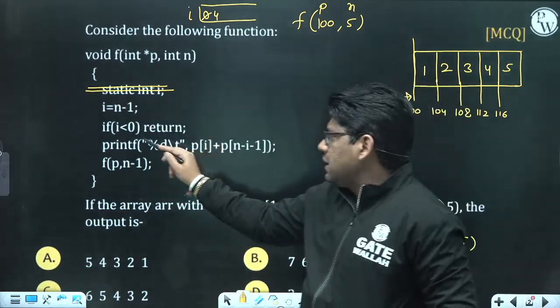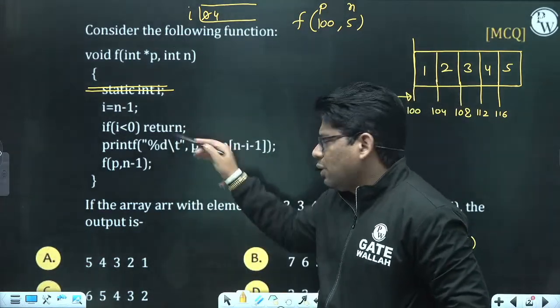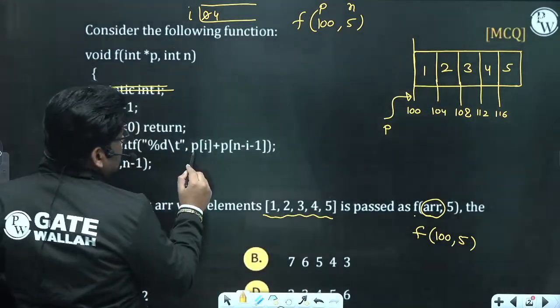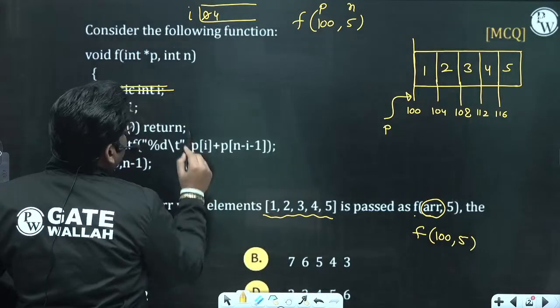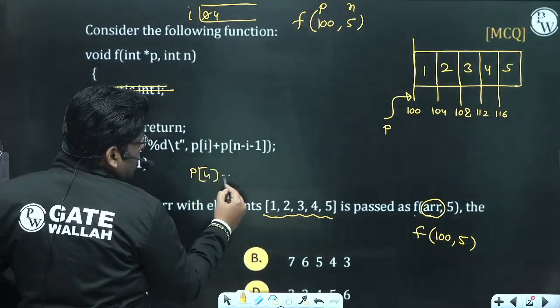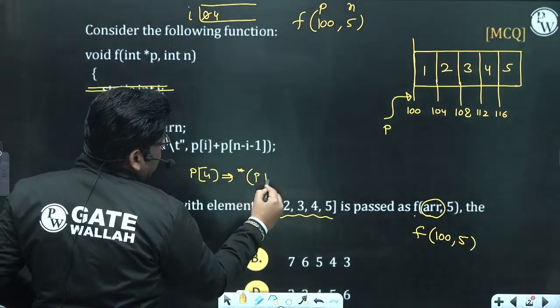Now, this is the base case: if i less than 0, return. Because this is not true, now printf p of i. What is p? 100. The value of i is 4, so it is p of 4. Sir, p of 4 is nothing but *(p + 4).